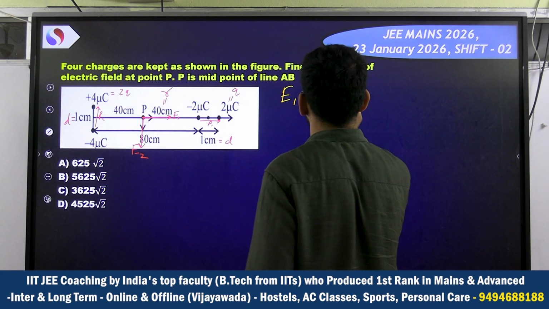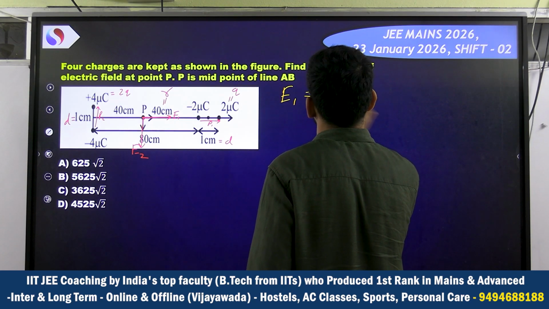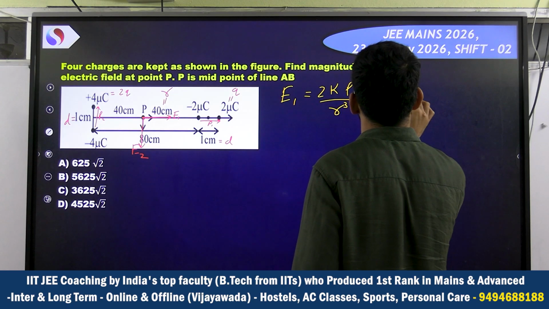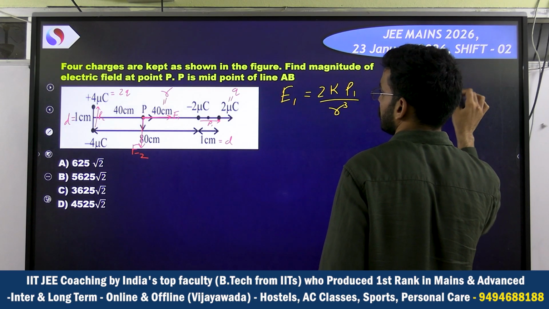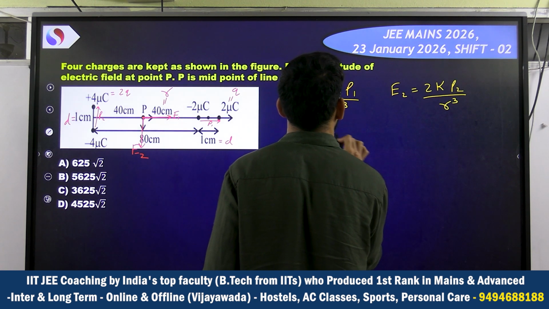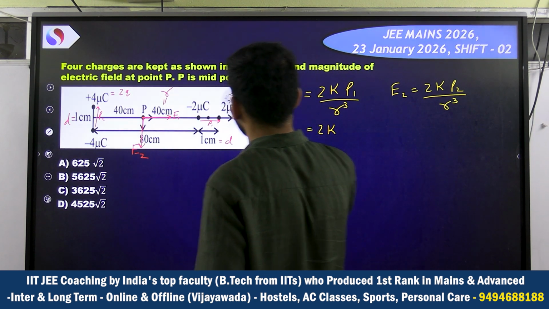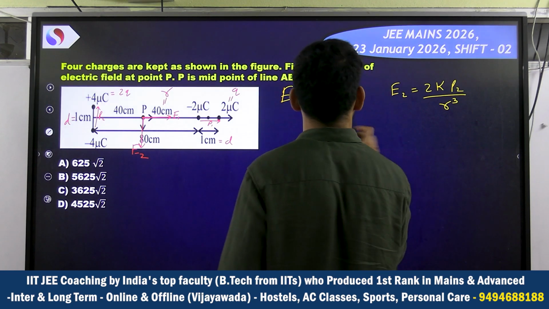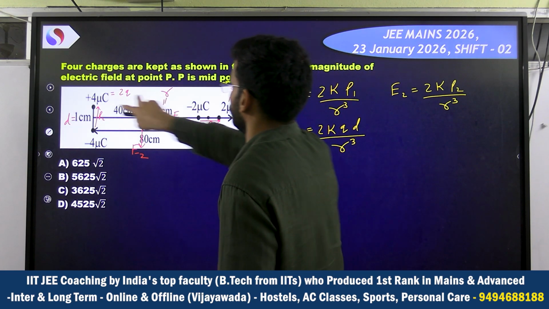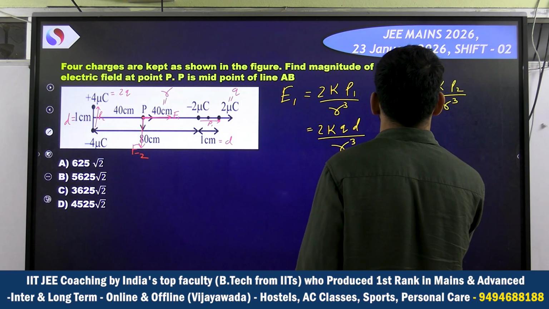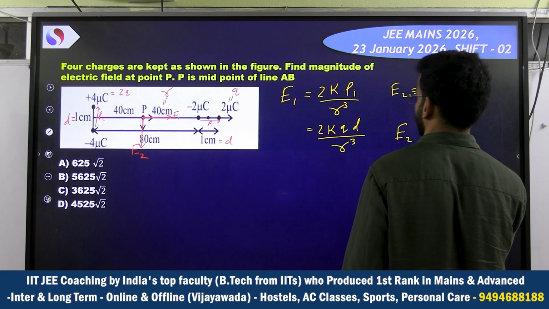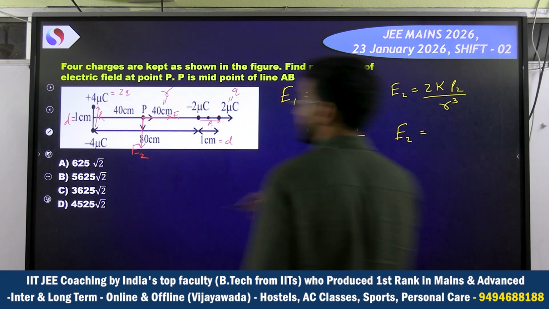E1 will be 2K P1 by R cube. And E2 will be what? K P2 by R cube. Let's put the value of P1. P1 is nothing but Q into D, right? So this is 2K Q D divided by R cube. R is the same value, 40 here, I don't want to write it many times. Keeping the solution as short as possible. Sorry.